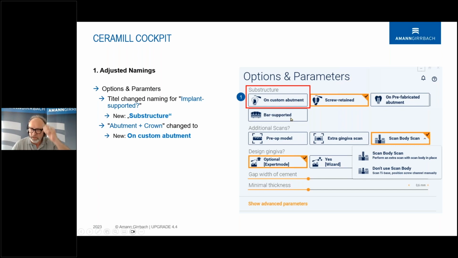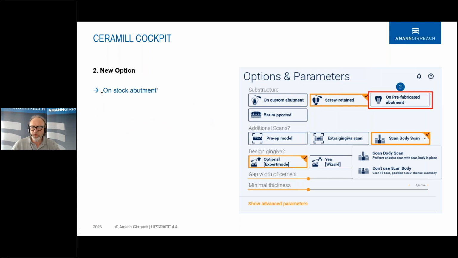One is new here, I'll come to this later. And under substructure, it's now custom abutment. Before that, it was abutment in crown. It's more clear now: custom abutment, that means an abutment out of a library. Meanwhile, we have more different options here. Screw retained stays like it is.